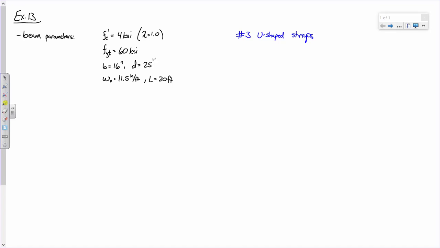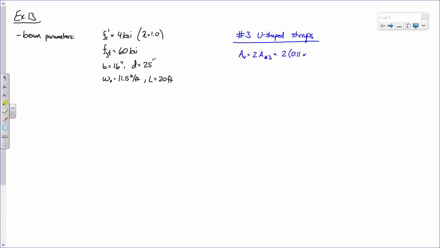Now, what does that mean? From what we did last time, what parameter does that help us compute? The area, particularly A sub v. And so what would A sub v be? Well, let's just go back to basics. How many bars? 2 times the area of a number 3, right? And so 2 times what? Anybody remember what the area of a number 3 is? No. 0.11.